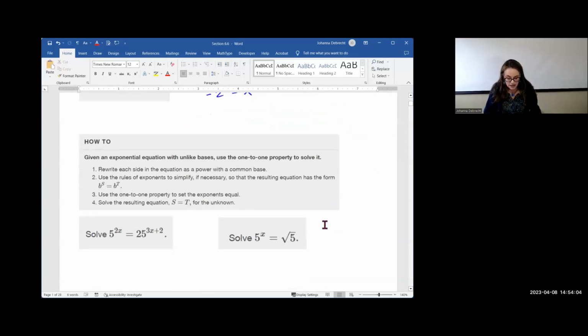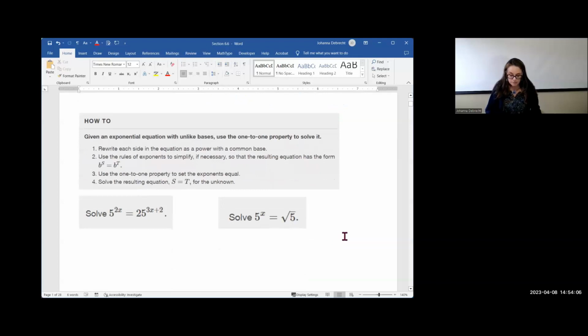Let's take a look now at a slightly different problem where the bases are not the exact same number. So in the problem on the left, we have 5 to the 2x equal to 25 to the 3x plus 2. So the bases are different numbers. One is 5 and one is 25. However, they are both powers of the same number 5. So if I can write them as both powers of 5, I should be able to solve it.